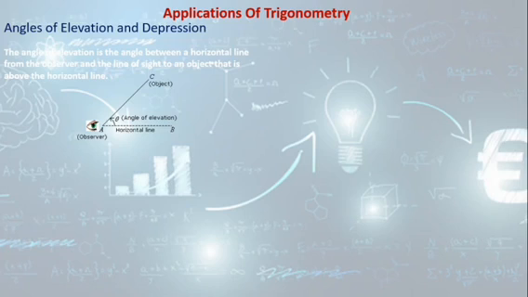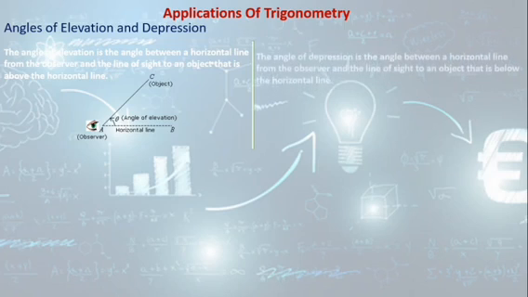And notice that the angle of elevation is always above the horizontal line. The horizontal line is the way you look normally, if you were looking straight in front of you. But then by lifting up your face, you create an angle that is called the angle of elevation, and it is always above the horizontal line. What about the angle of depression?